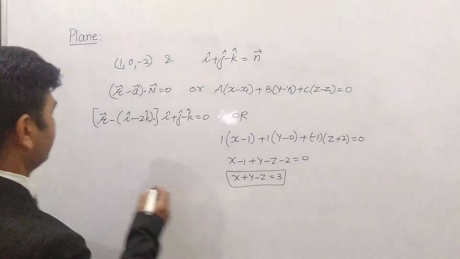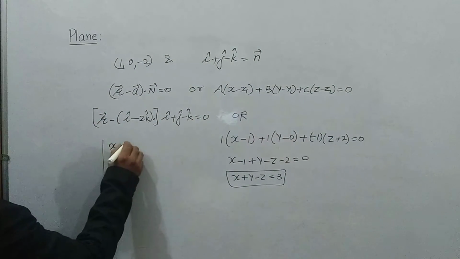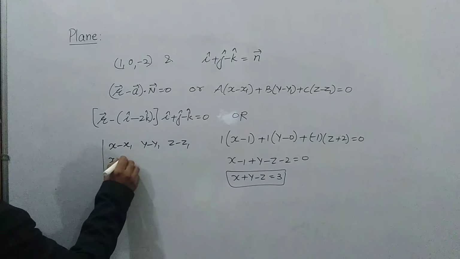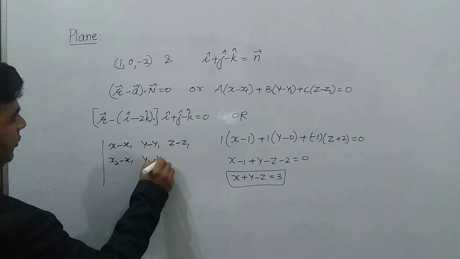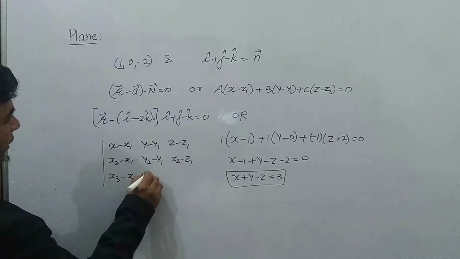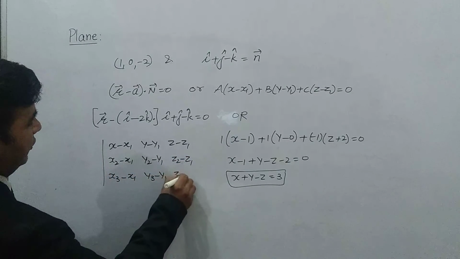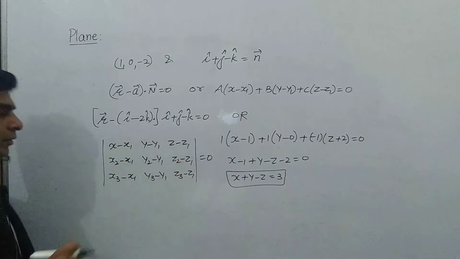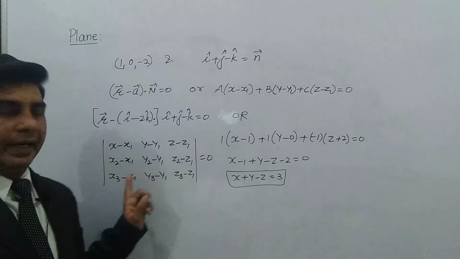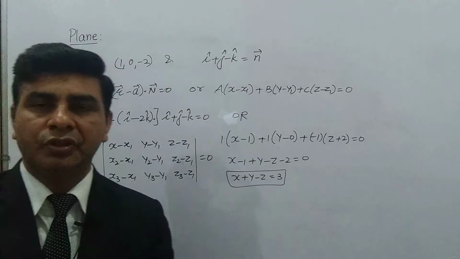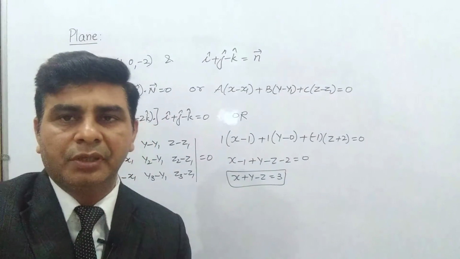And let me write down also, this is given by x minus x1, y minus y1, z minus z1, x2 minus x1, y2 minus y1, z2 minus z1, x3 minus x1, y3 minus y1 and z3 minus z1 is equal to 0, where x1 y1 z1, x2 y2 z2 and x3 y3 z3 are the 3 non-collinear points through which the plane is passing.